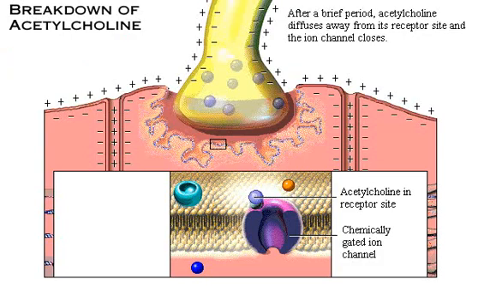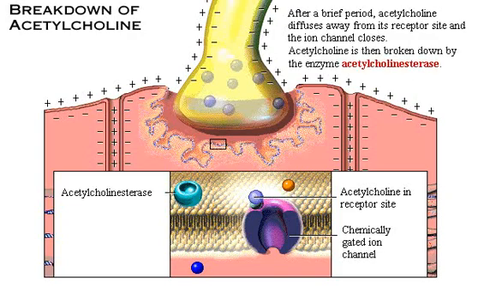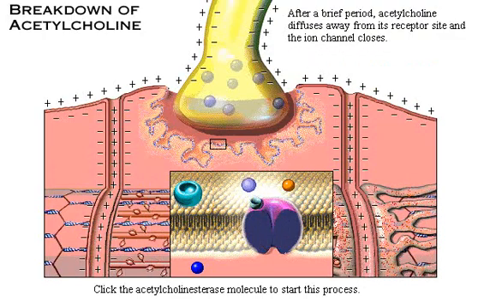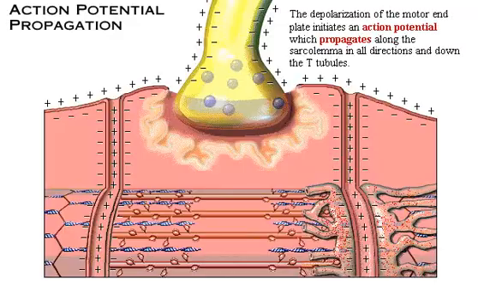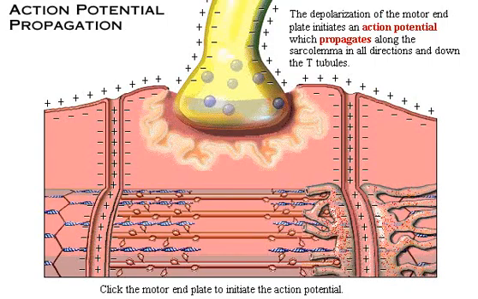After a brief period of time, acetylcholine diffuses away from its receptor site, and the ion channel closes. Acetylcholine is then broken down by the enzyme acetylcholinesterase. Click the acetylcholinesterase molecule to start this process. The depolarization of the motor end plate initiates an action potential which propagates along the sarcolemma in all directions and down the T tubules. Click the depolarized motor end plate to initiate the action potential.